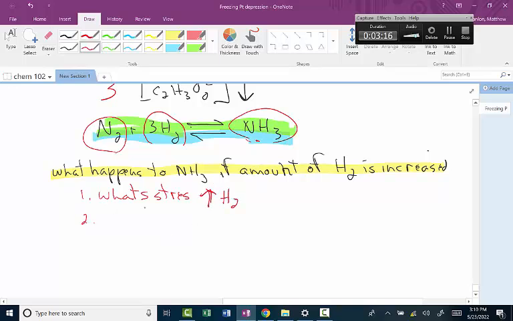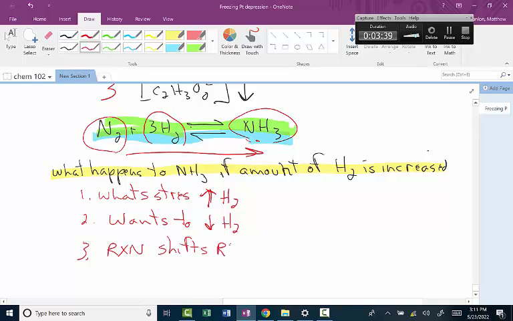Okay, so what's the reaction want to do? Remove the stress. So it wants to, let me write it out, decrease the amount of H2. The way it has to do that is to shift to the right. So the reaction shifts to the right towards the products, and every N2 is going to use up 3 H2 to make NH3. So we expect to increase the concentration of NH3, or the amount of NH3.